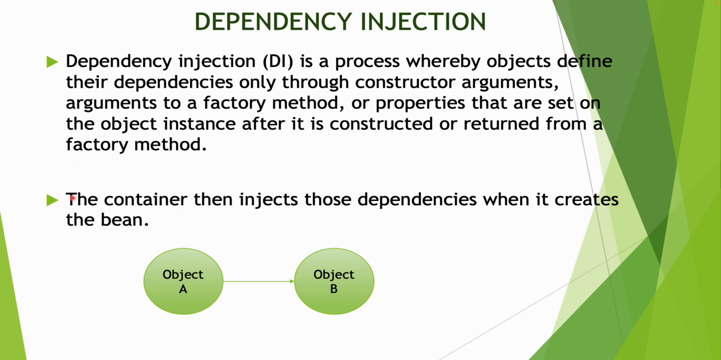Which container? The Spring container. So there's no need for us to write code for that. Instead, the Spring container will create the bean object B, and once it is created, it will keep it in its container, and during the instantiation or creation of object A, the Spring container will inject this object B. This is called dependency injection: injecting the dependency B into the object A. We are now clear on what dependency injection is.